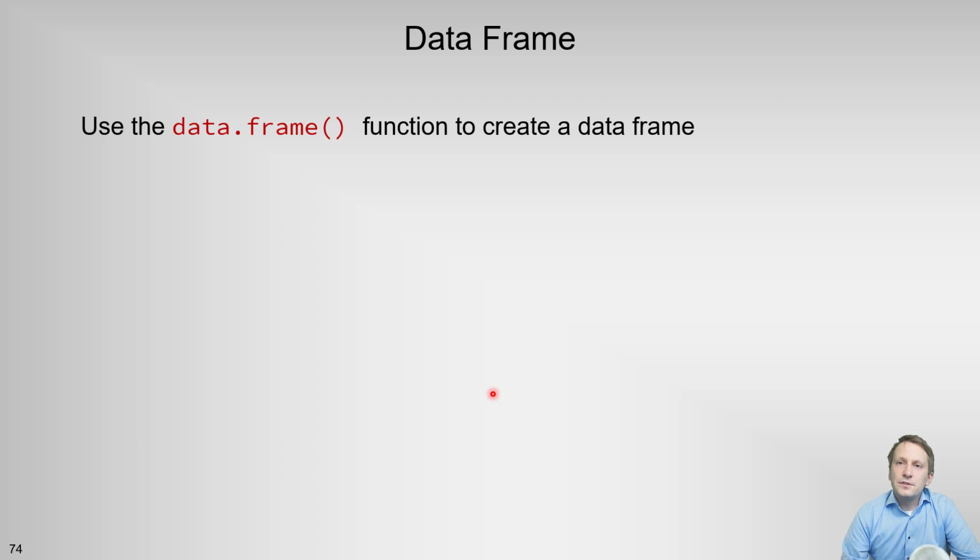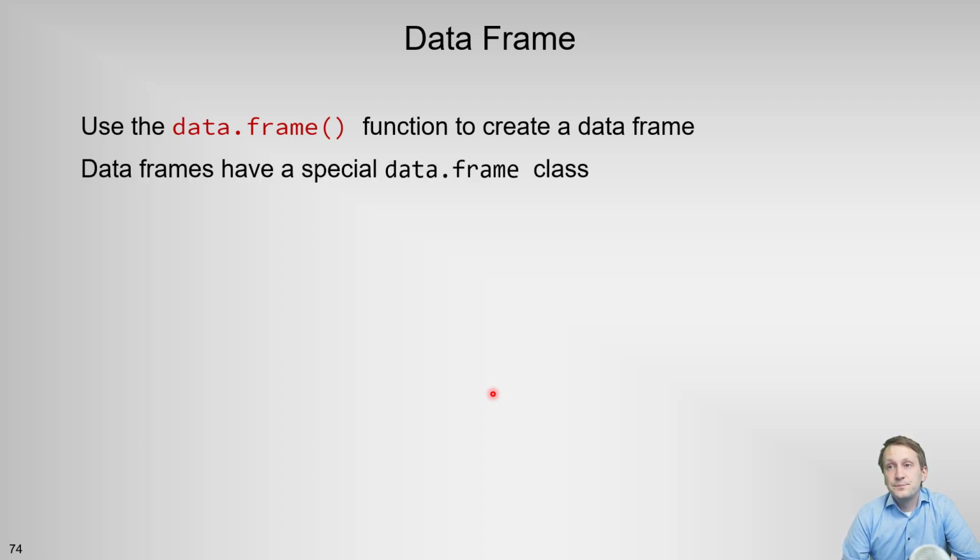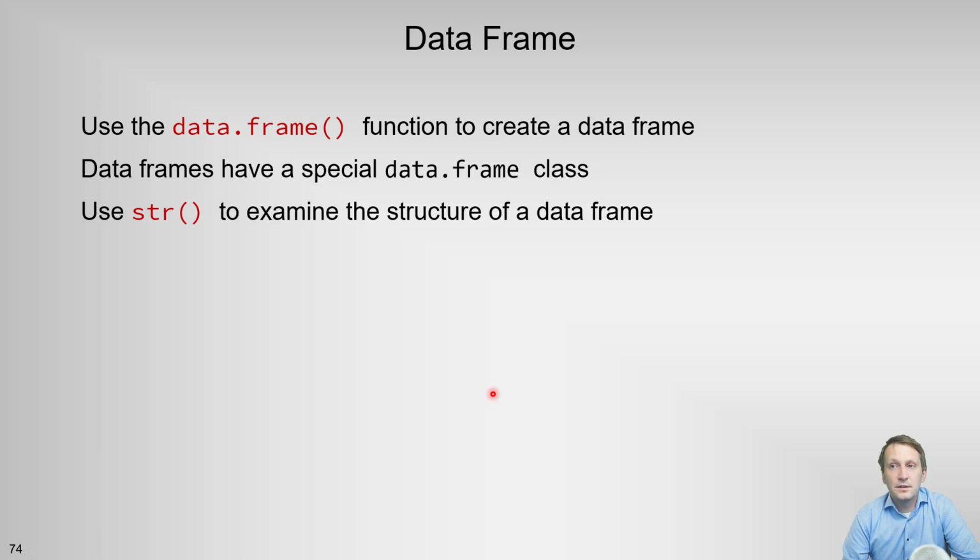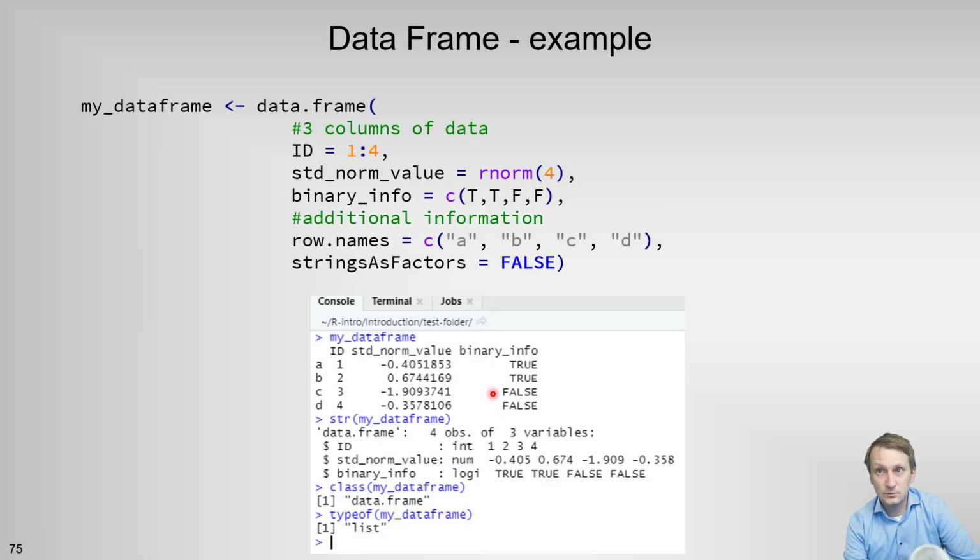Okay, so how do you create a data frame? You use a data frame function to do that. Data frames have a special class attached to it, and that tells R how to actually deal with a data frame. You can again use the str function to examine the structure of a data frame. So let's create a data frame that really uses different types of vectors in its columns. So here we have 3 columns with data. We have an ID. That's an integer. So our data frame will have 4 rows. So we will have 4 IDs from 1 through 4. Then we have a column that we call standard normal value.